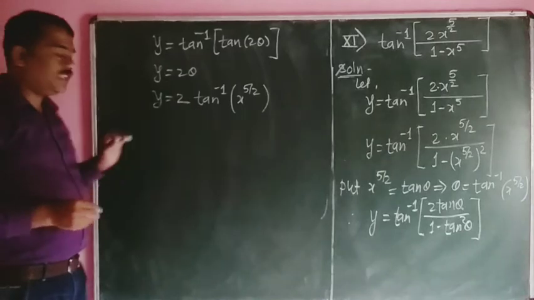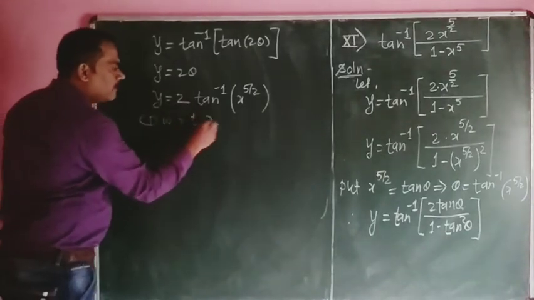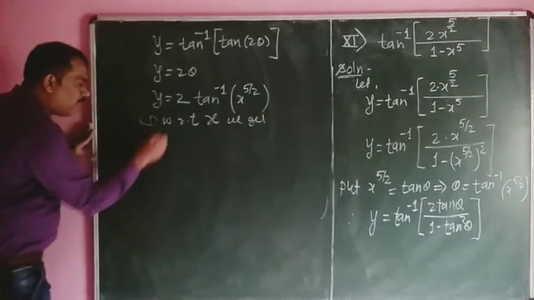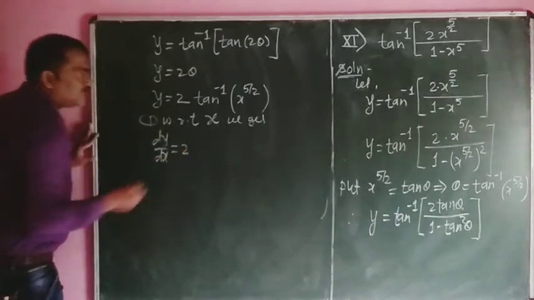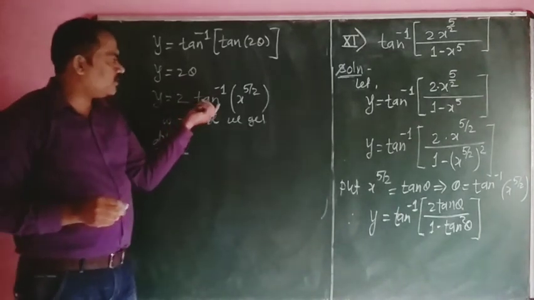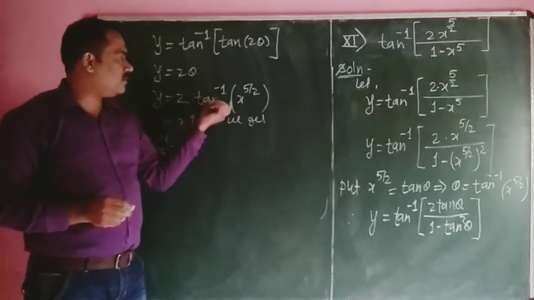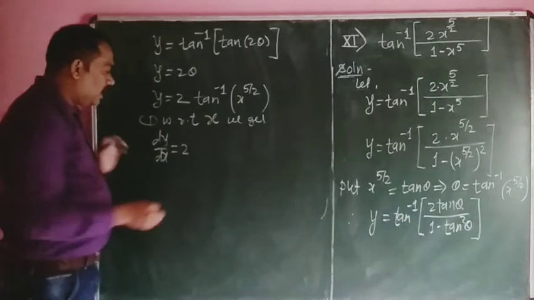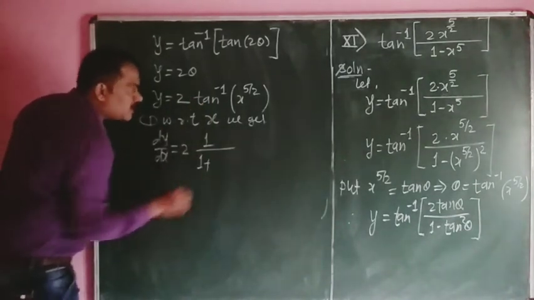Now we have to differentiate with respect to x. Differentiating with respect to x, the derivative of y is dy by dx, and 2 is as it is. Now we have to take the differentiation of tan inverse. We have to know the standard formula: the derivative of tan inverse of x is nothing but 1 upon 1 plus x square. So here we can write 2 into 1 upon 1 plus x square.